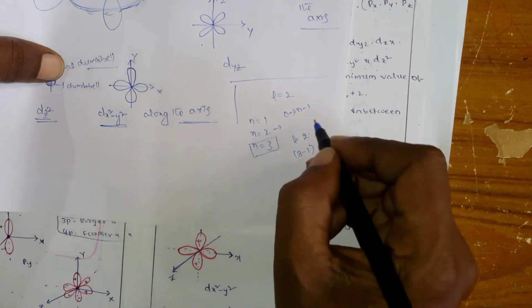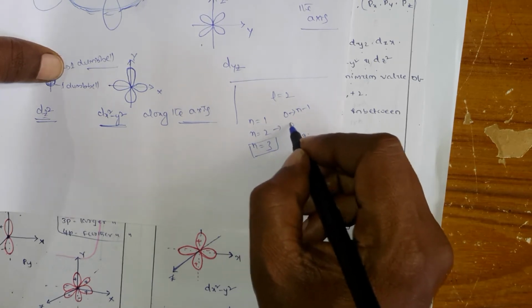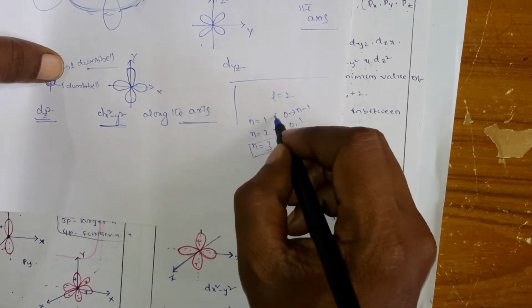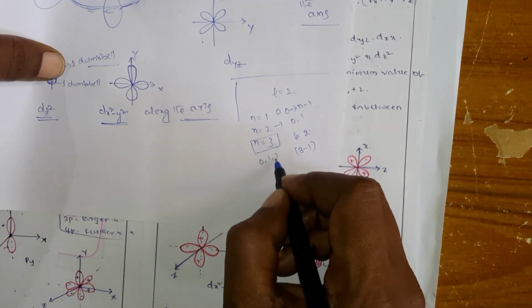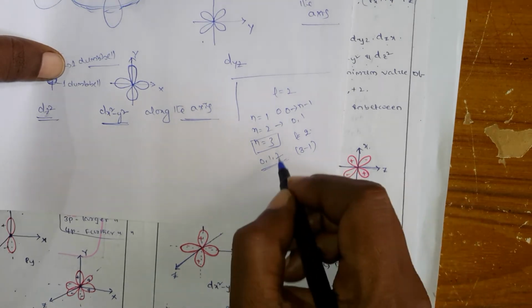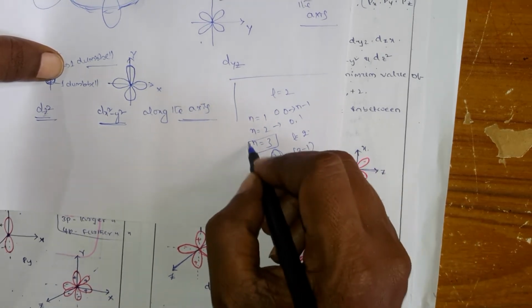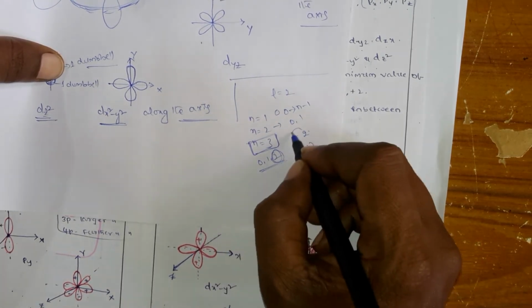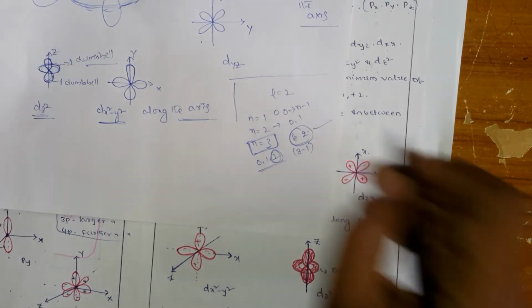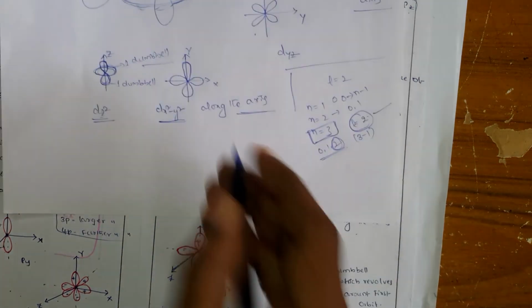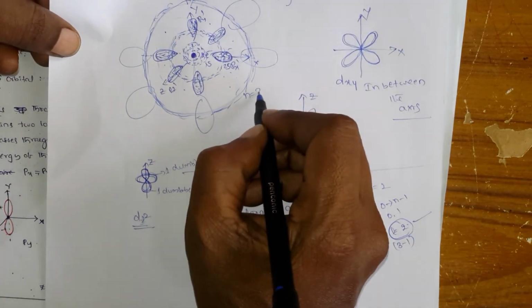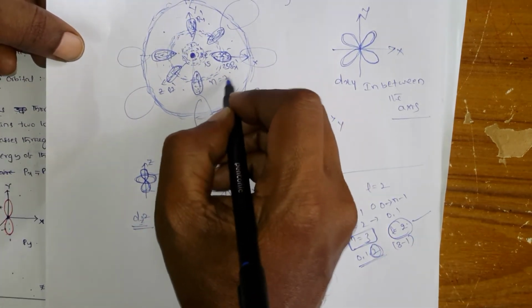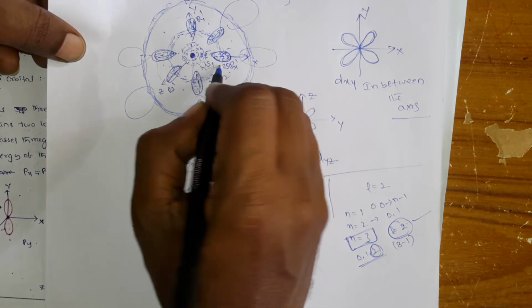That means in the third shell only L equal to 2 is present. In n equal to 2 the L values are 0 and 1, and in n equal to 1 only 0, but in n equal to 3 the values are 0, 1, 2. That means from n equal to 3 only the L equal to 2 value starts. Why we are telling all these things is that the d orbital will start from the third shell, not from the second shell or the first shell.